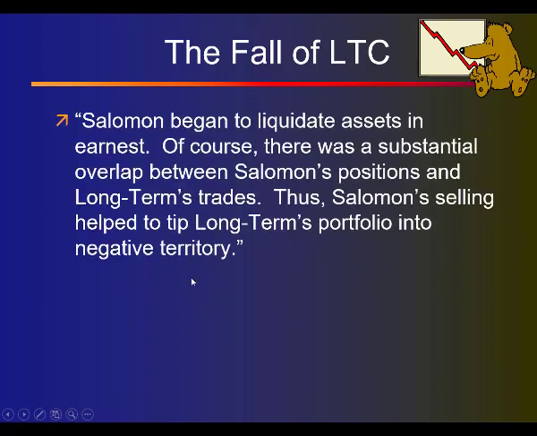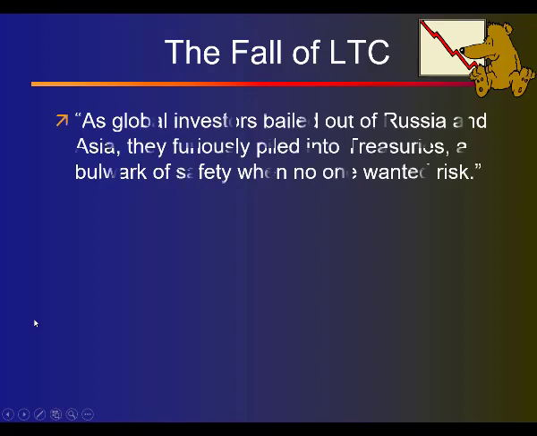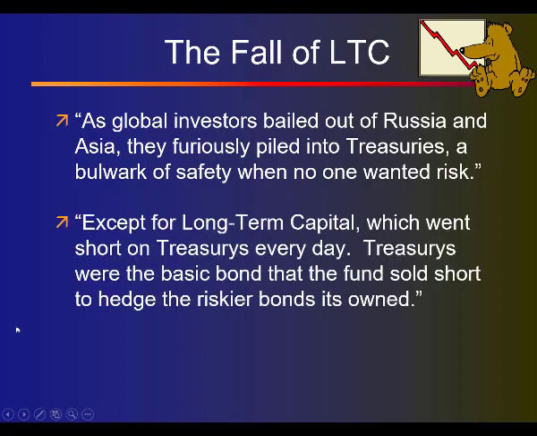Solomon started liquidating. Solomon was another big trader doing the exact same trades Long-Term Capital was doing. When there's only 3 or 4 people in a business and one of them is selling all the same things you're selling, you're in a lot of trouble. They underestimated what would happen if the big players were selling what they had. That's the liquidity side of this argument. Everybody's bailing out of Russian debt and buying treasuries. Guess what? They were long Russian debt and short treasuries, the exact opposite of what they needed.